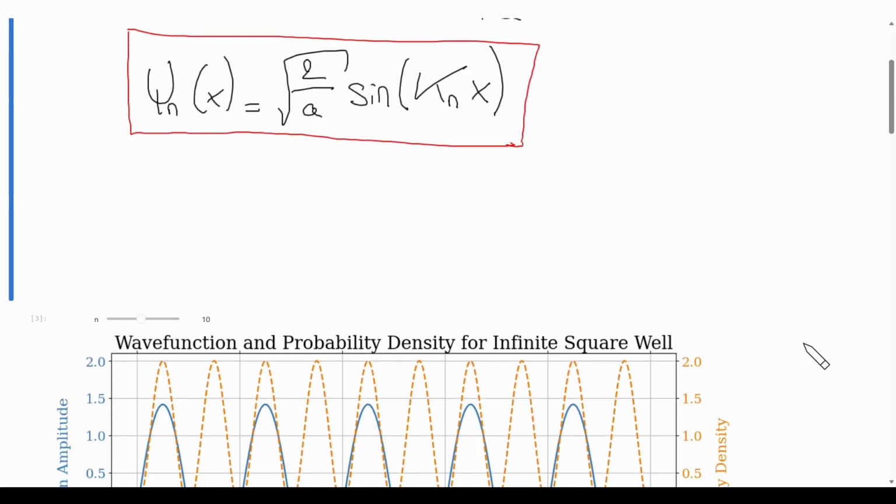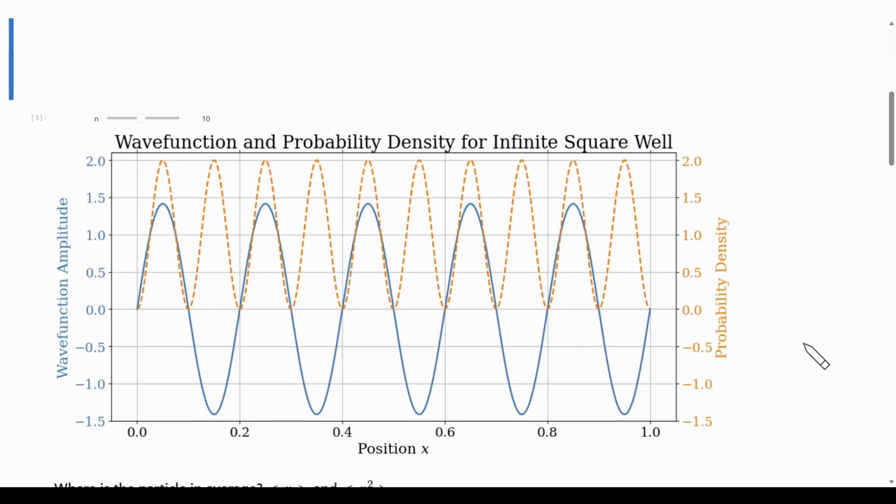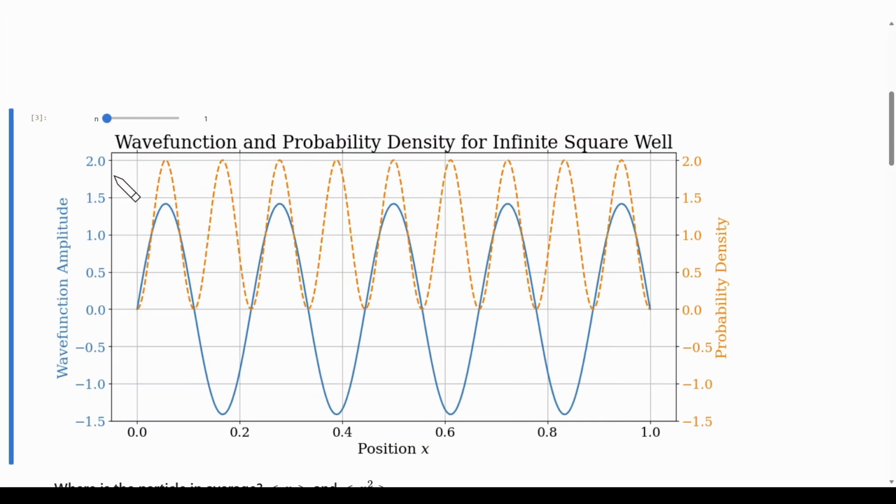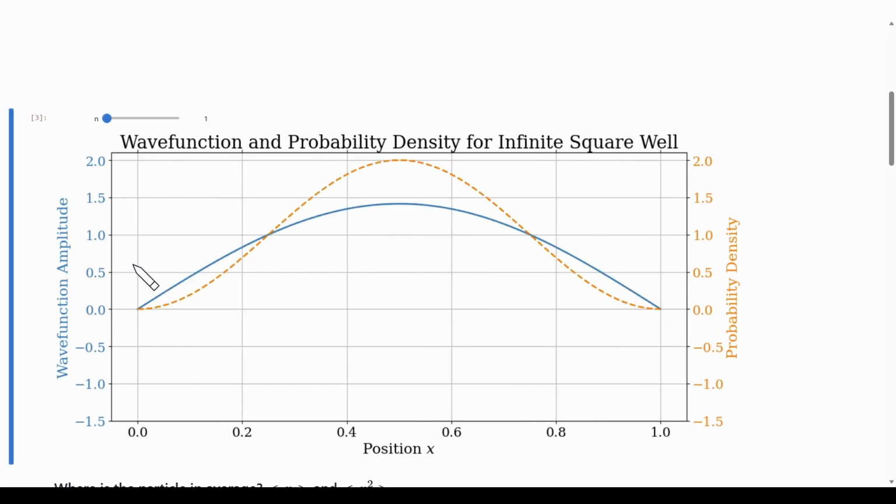And here we draw some of these wave functions. So let's start with the simplest one. The blue curve is the amplitude, so the thing that we just computed, square root of 2 over a times sine kappa n x, and the orange curve is the probability density, so the square, or the norm squared of psi.